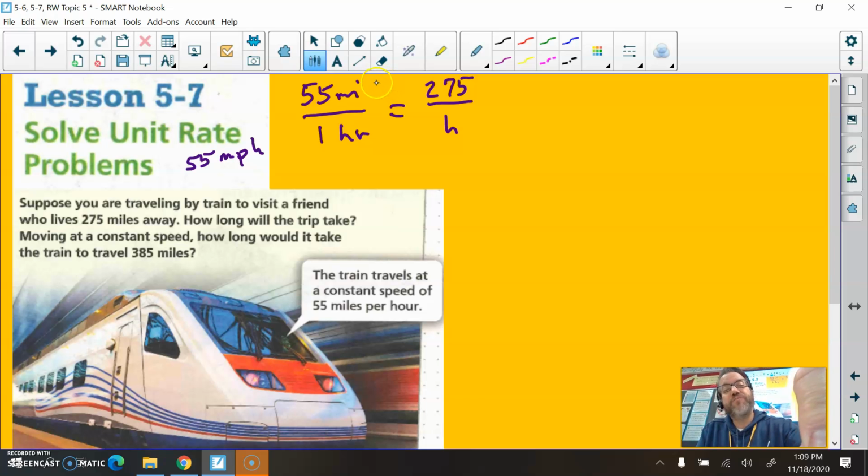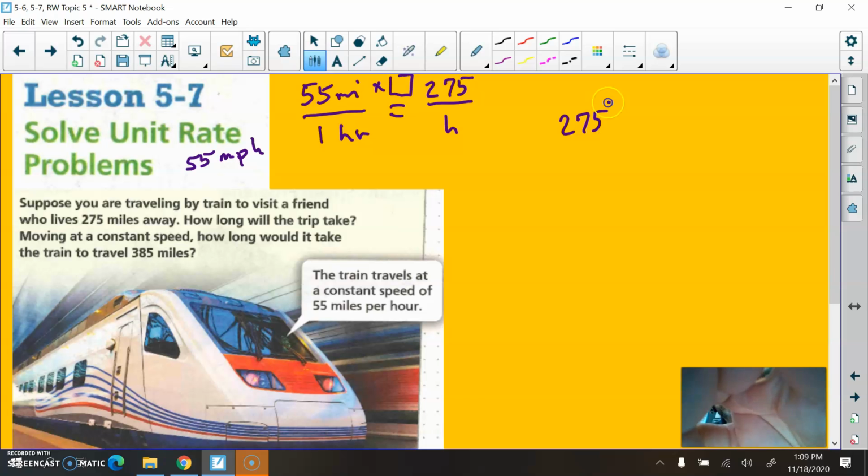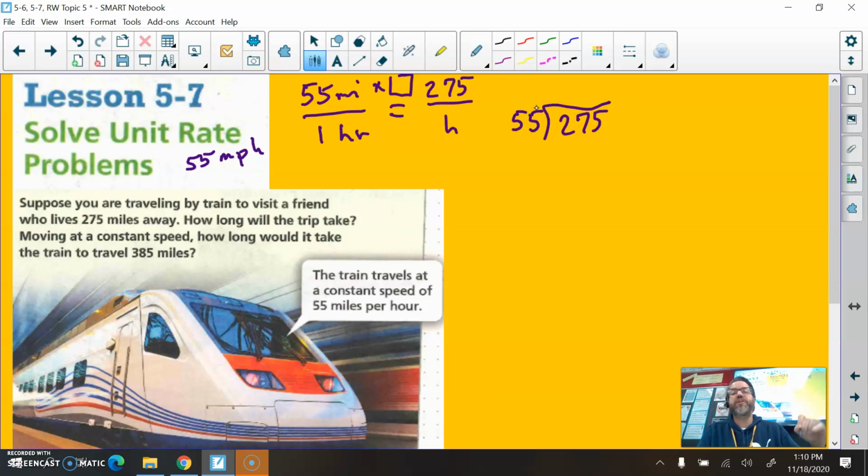Put another way, 55 times what will give me 275? Well, to answer that question, I need to do the reverse and actually take my total distance, 275 miles, and divide it by 55. And you can use a calculator to do this. I can actually see it's going to come out nicely this time. It's going to be exactly 5 times.